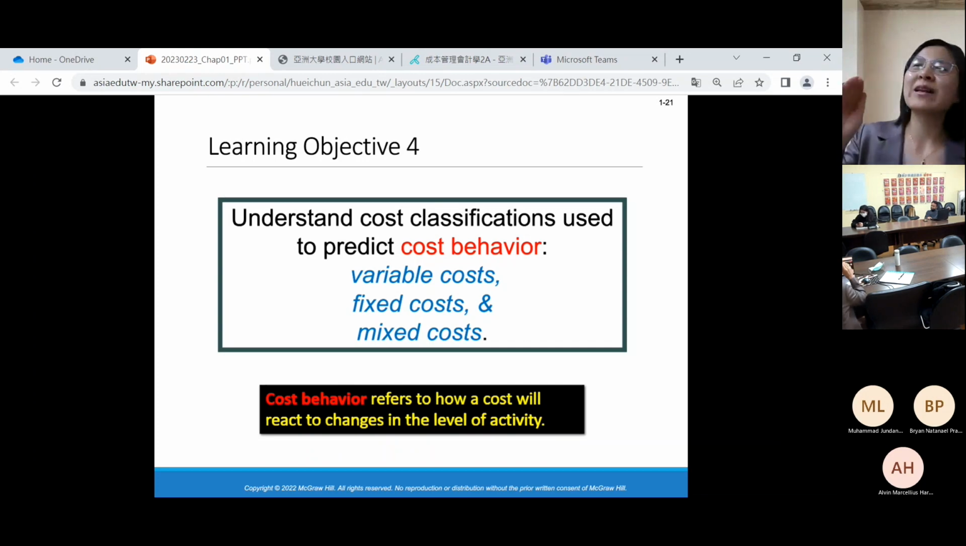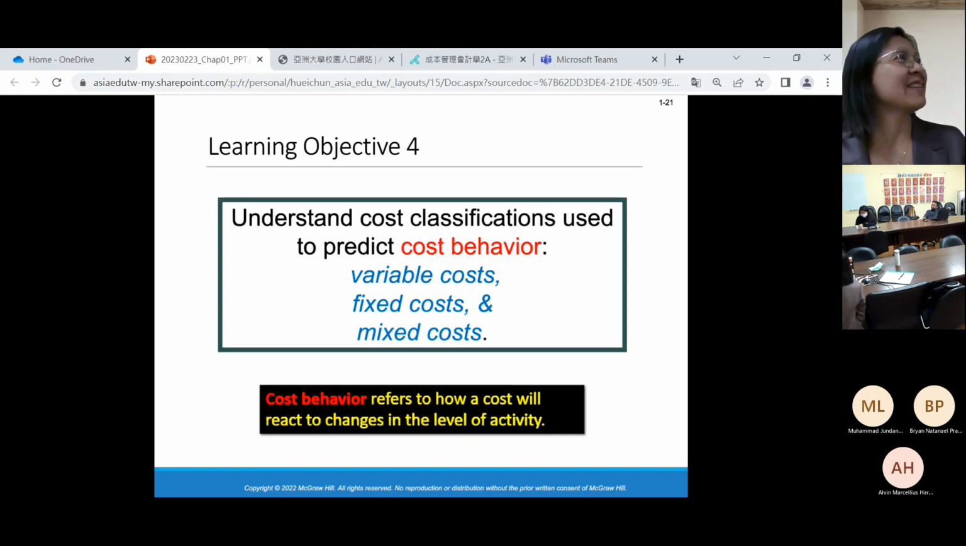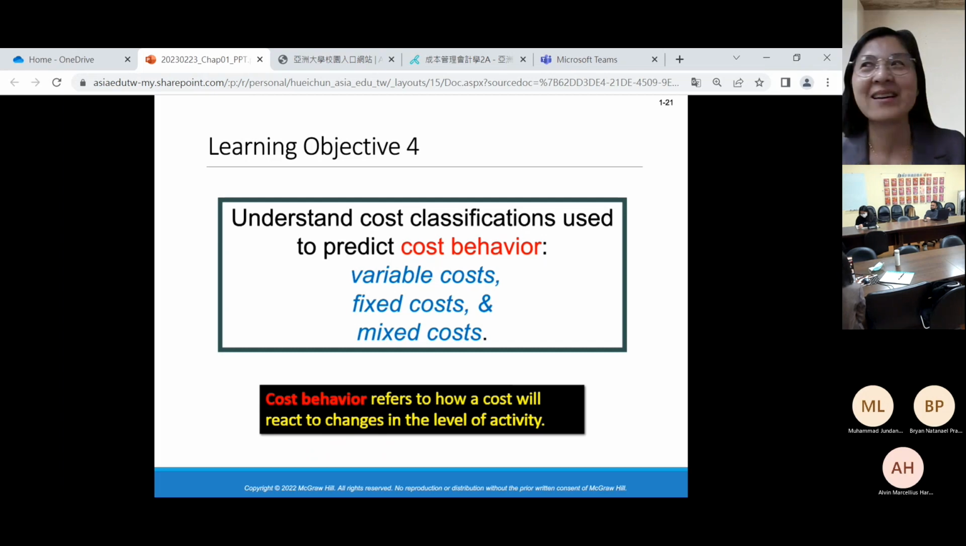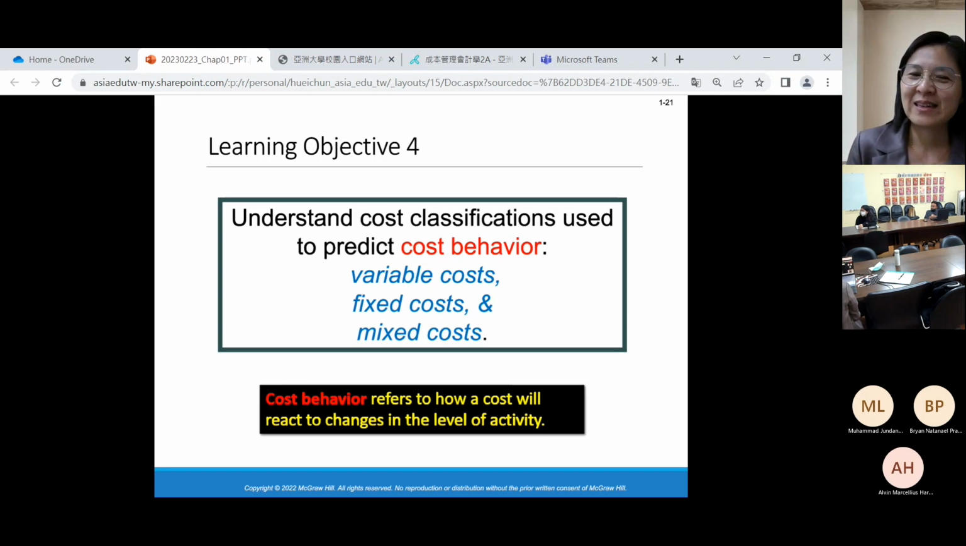Okay, then what is cost behavior? Refers to how a cost will react to changes. So in this part, we are going to talk about variable cost, fixed cost, and mixed cost.